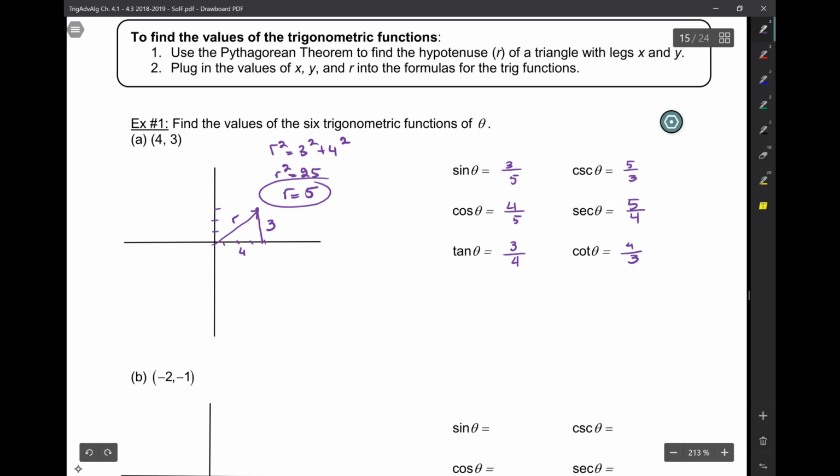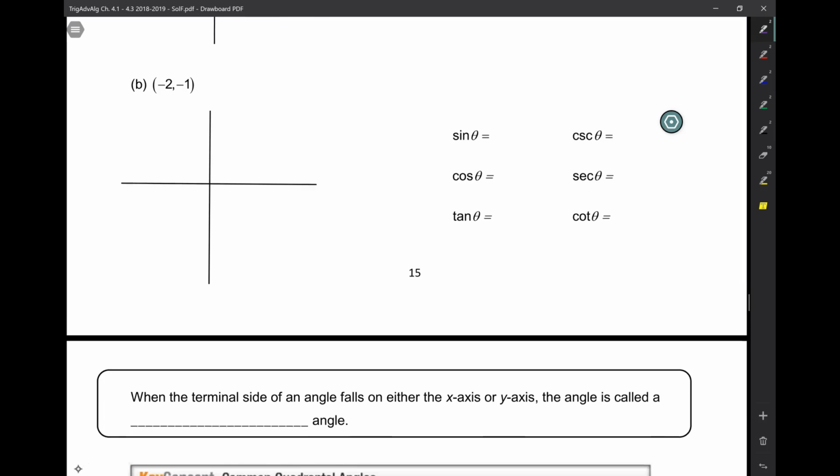This is sort of the more boring example. Are there any questions on this one? All right, let's take it up a notch. Here we are at -2 and -1, right there. Okay. And I need to find r.